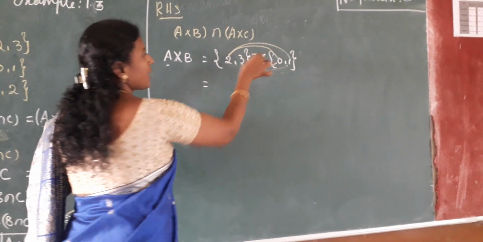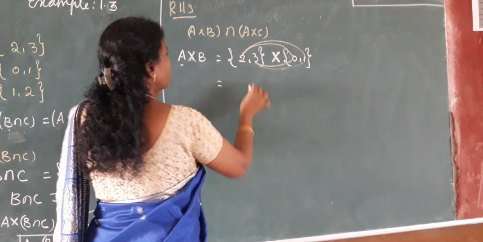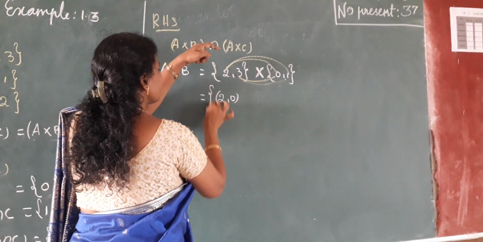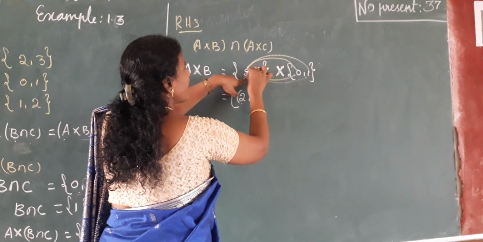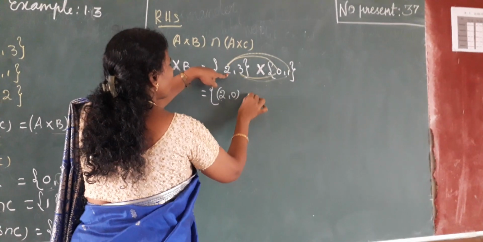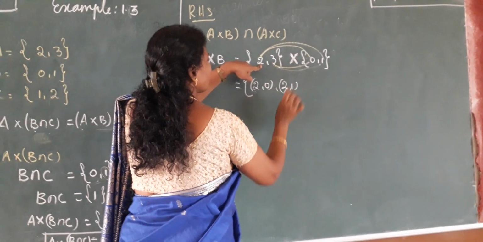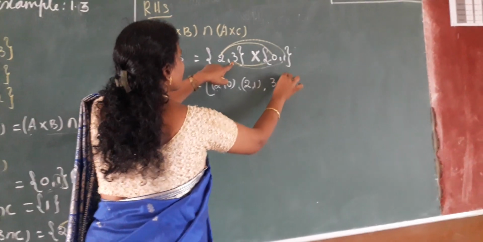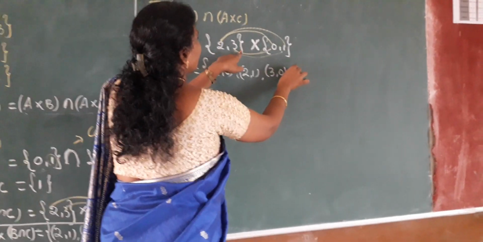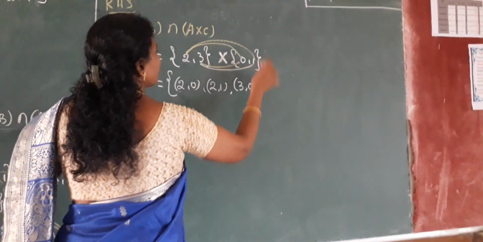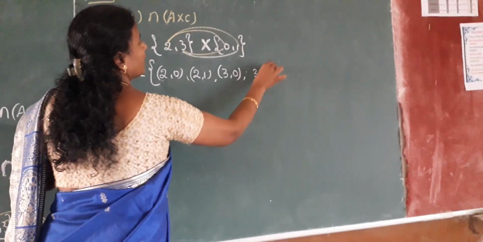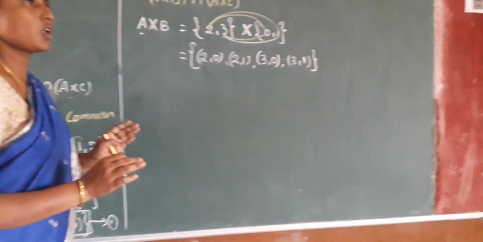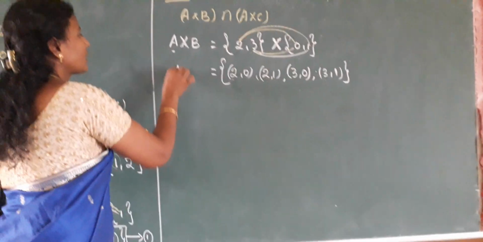Cross product means write the order pair. Okay, order pair. What is the order pair? 2, 0. And then the order pair of the next values: 2, 0 and 2, 1. And then next 3, 0. Put a comma, 3, 0, and then put a comma, 3, 1. Okay, dears? Okay. Is our aim over? No. We have first finished only A cross B.